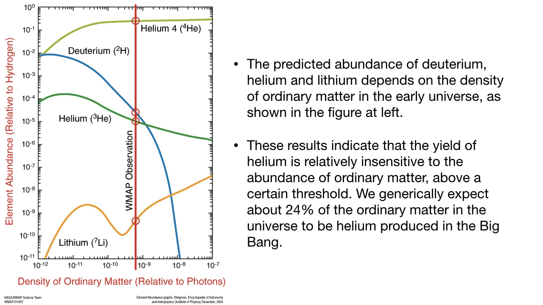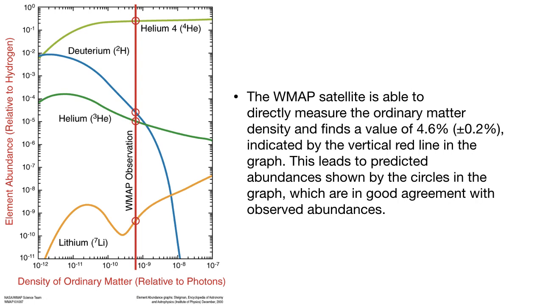So what about the red line? Is that a possible way of verifying it? Yes, we have a satellite which is able to directly measure the ordinary matter density and find the value to be about 4.6%, indicated by the vertical line here, and it leads to the predicted abundance as shown by the circles in the graph, which is in good agreement with our observed abundances.